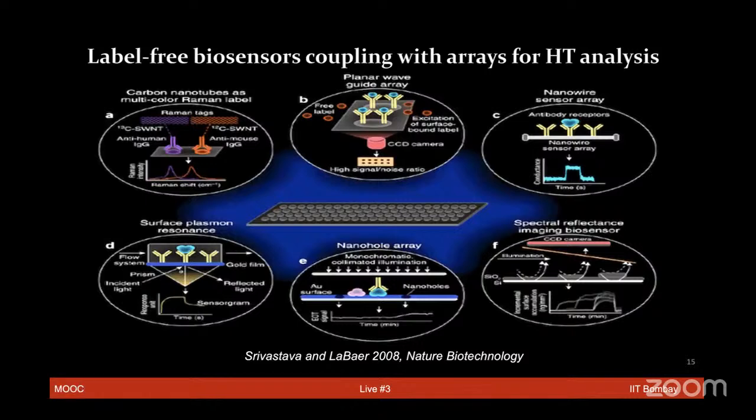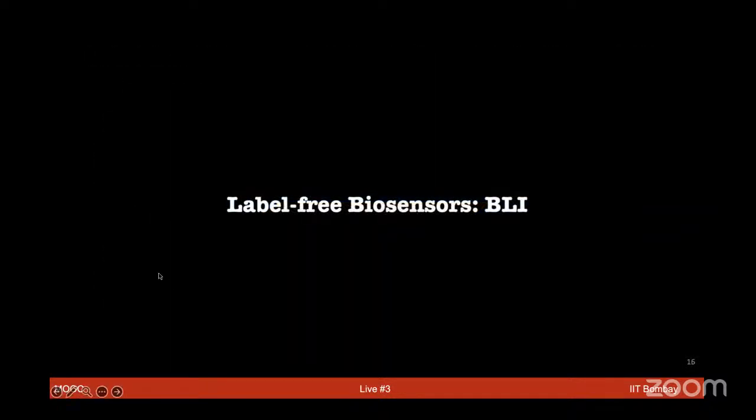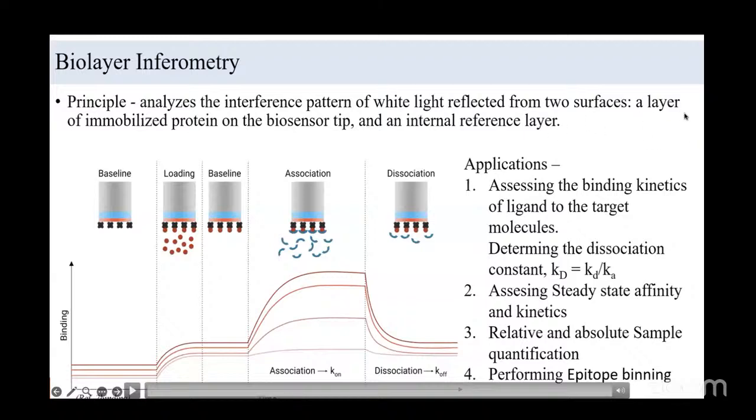We have also been doing some work during my postdoc on how the microarray platform could be coupled with label-free biosensors to provide high throughput screening for various biological problems. There are different platforms and principles involved, like carbon nanotubes, planar waveguide arrays, nanowire sensor arrays, spectral reflectance imaging biosensors, and nanohole arrays. But the one that gets more prominence is surface plasmon resonance, which is widely utilized as a good platform for looking at protein-protein and protein-drug interactions. More recently, another platform that has also been quite utilized is known as BLI, which is based on the principle of biolayer interferometry. Nirja from our lab is going to talk briefly about this part.